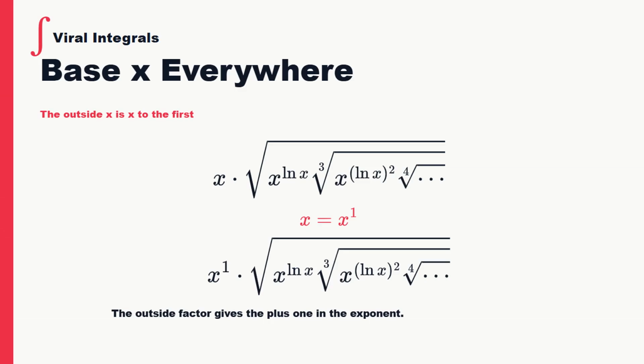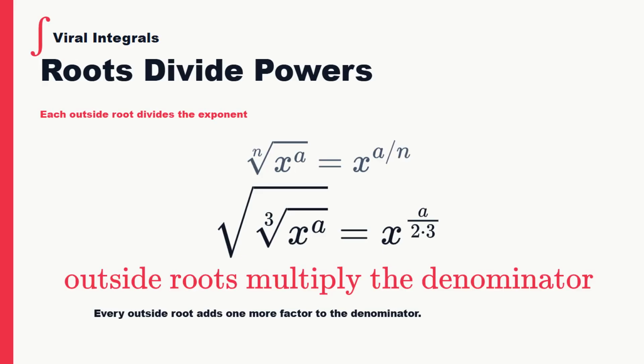Since the factor x outside the radical has the same base as every factor inside, it contributes a +1 to the exponent. A square root divides an exponent by 2. If another root sits outside it, that root divides the exponent too.